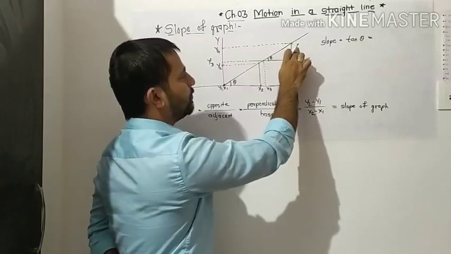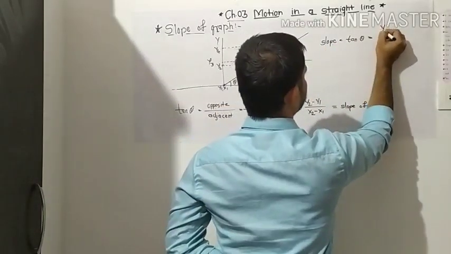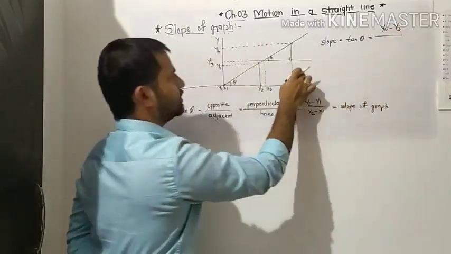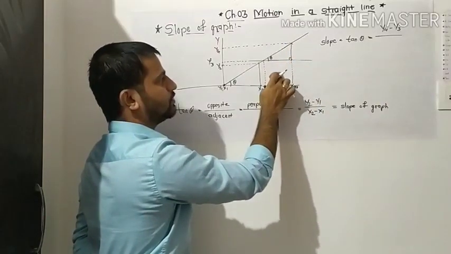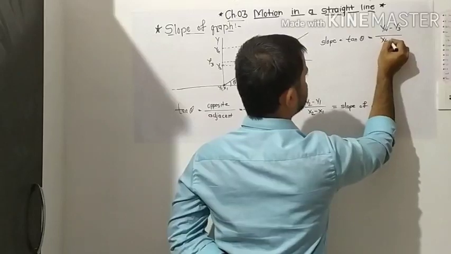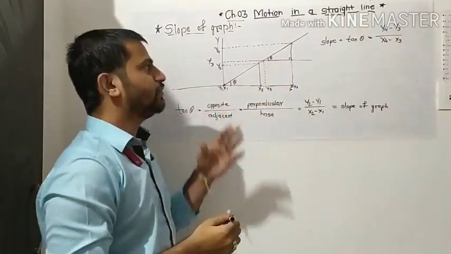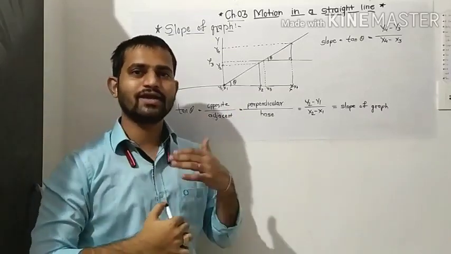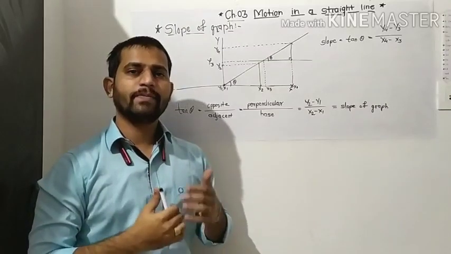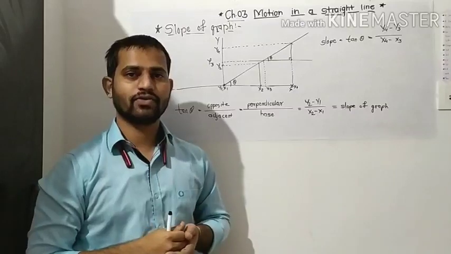So what is the perpendicular here? Perpendicular is y4 minus y3, and what about the base? It is x4 minus x3. By this way we can find out the slope of any graph. Now depending on this slope, we can find out the values of any other physical quantities also.